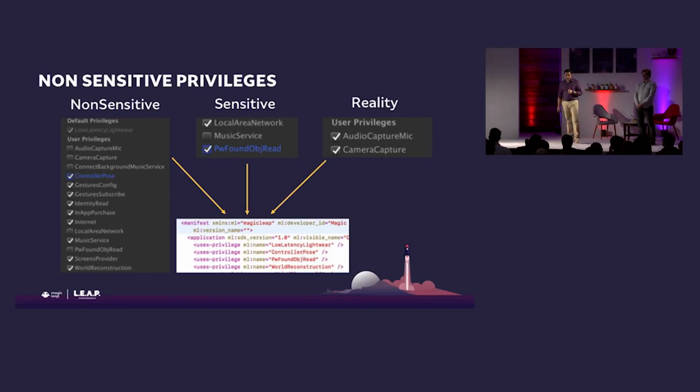manifest for your project. Sensitive privileges require one additional step, where you have to request the privilege from the API and get consent from the user at runtime. And reality privilege require one additional step, where you have to request the privilege every time the app resumes. This is because the user can go to the settings and revoke the permissions to your app.